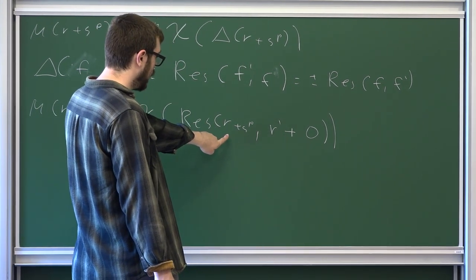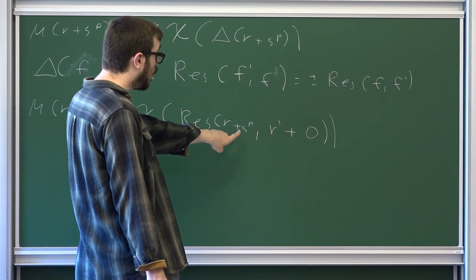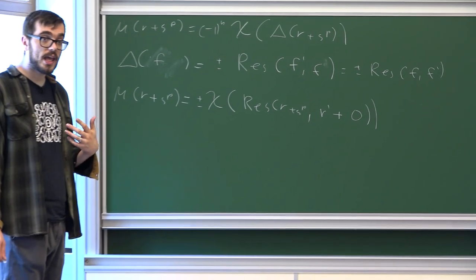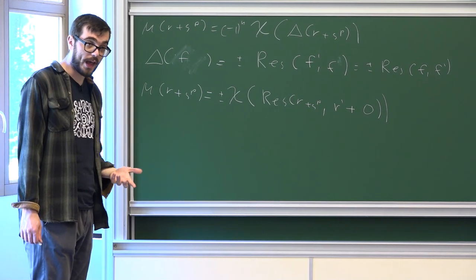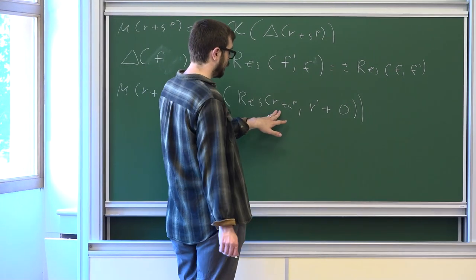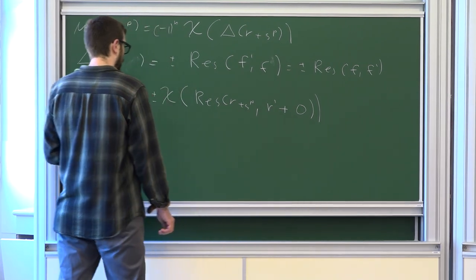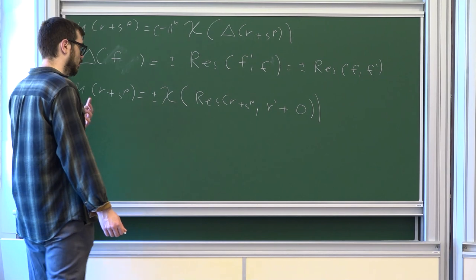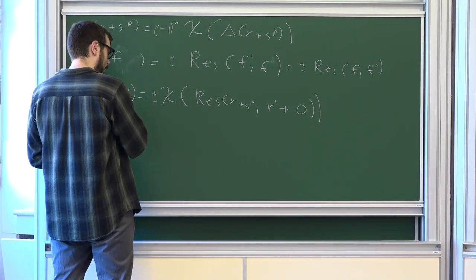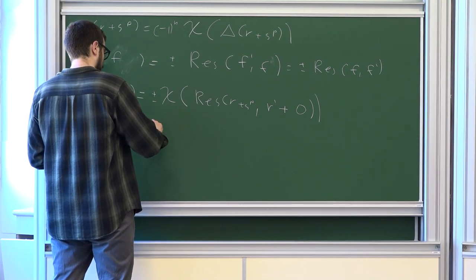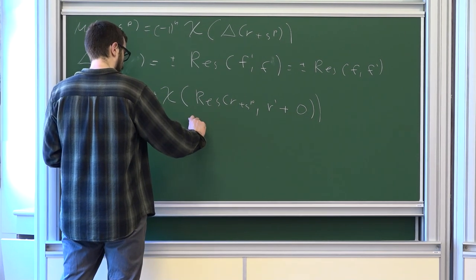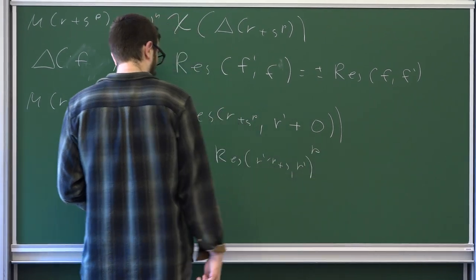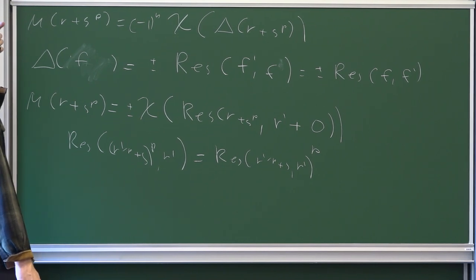So this depends only on s modulo r prime, and it depends on s modulo r prime in a very nice way. In particular, for R square free at least, you can take a pth root of R modulo R prime, and you get the resultant of R to the 1 over P plus S whole thing to the P with R prime, and that's just equal to the resultant of R to the 1 over P plus S with R prime raised to the power P. And you plug it into chi, because P is odd, you don't really care if you raise to the power of P or not.